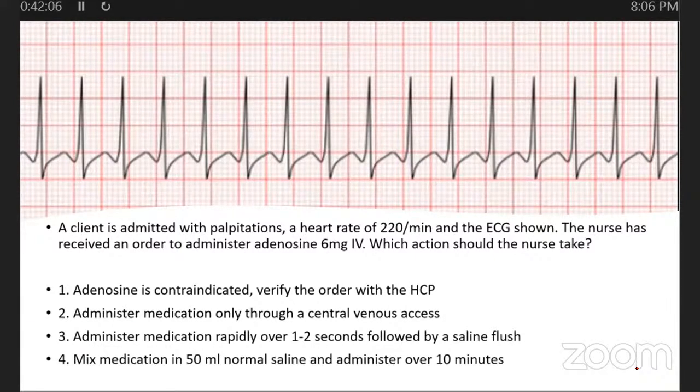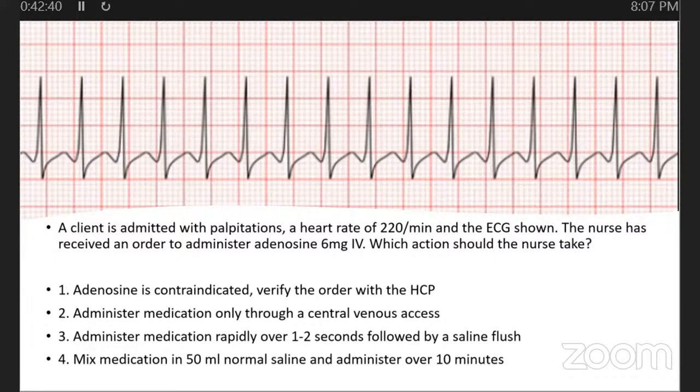And again, if you are a new nurse and you give adenosine, something is going to happen. When you give adenosine to the client, it's going to go into asystole. What should the nurse do first? I need you to remember that it is expected to have a transient asystole when you administer adenosine.